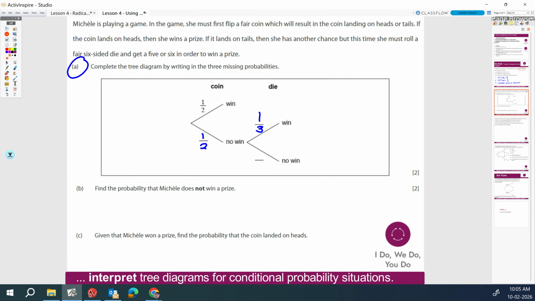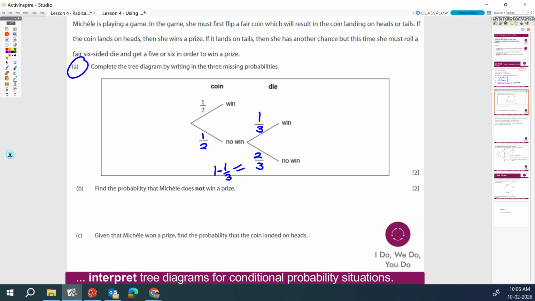What's the probability of not winning? 4 over 6. This one's going to be the complement of 2 out of 6, or 1 over 3. So the complement of 1 over 3 is 2 over 3. The complement, just to remind you, is 1 minus the other probability. Find the probability that Michelle does not win a prize.